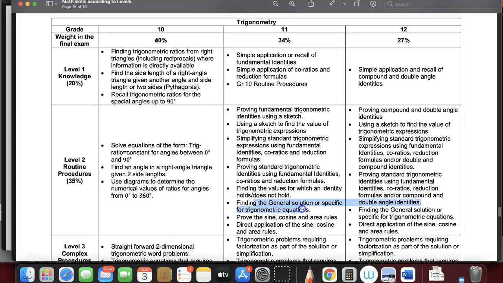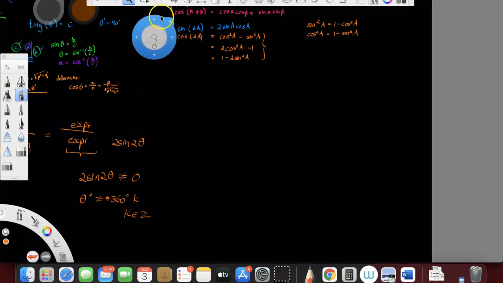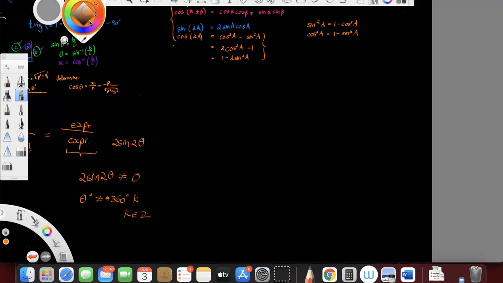Next, finding the general solution or the specific solution of trigonometric equations. What that means is, if you're solving a trigonometric equation, what you want in the end is trig theta equal to a constant. This is what you're trying to get to.